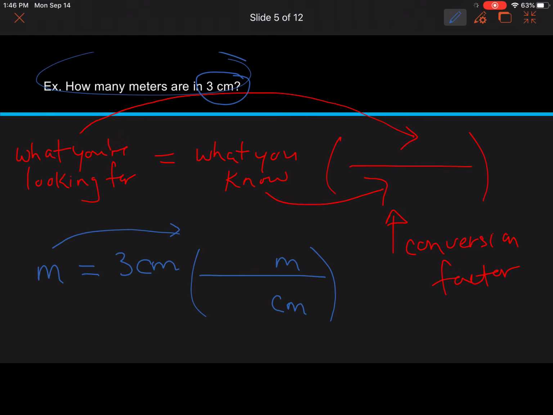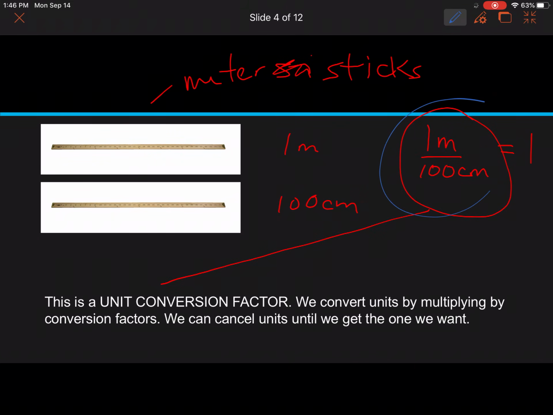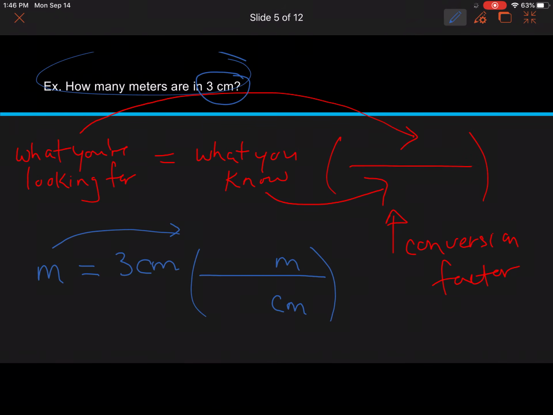Now, what is the conversion factor between meters and centimeters? We just went through it with the meter sticks, so we know what it is. It's 1 meter is 100 centimeters. So looking at this, 1 meter is 100 centimeters.